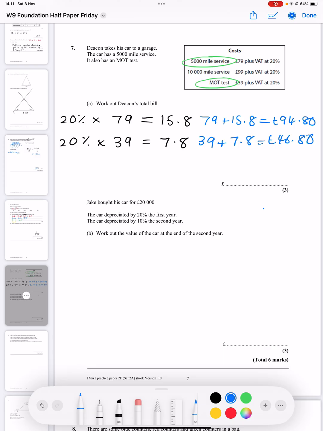And then we're going to add those two values up to find the total bill. £141.60. Remembering with money we need 2 decimal places if the calculator only shows 1.